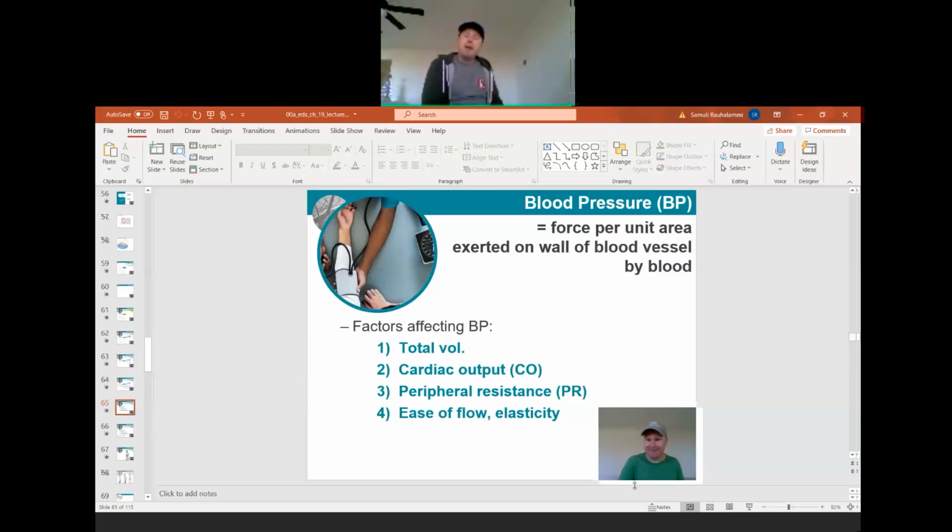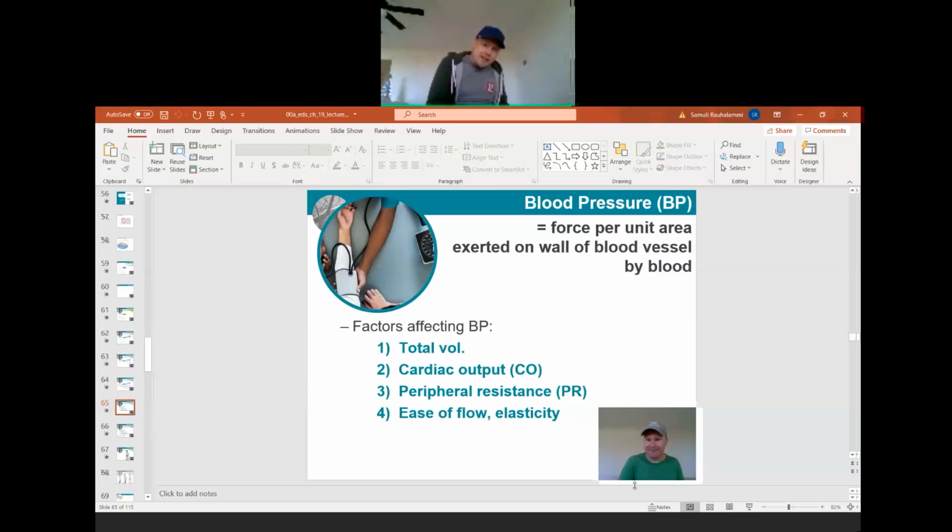For example, the total amount of blood in your cardiovascular system. So if you lose a lot of blood all of a sudden, say as a result of an accident, you will have a drop in your blood pressure. Also, blood pressure depends on how much blood your heart pumps out at one go. So the cardiac output, which we calculated as a combination of the single contraction volume of a heart contraction times the number of contractions in a minute, so heart rate. So cardiac output was that.